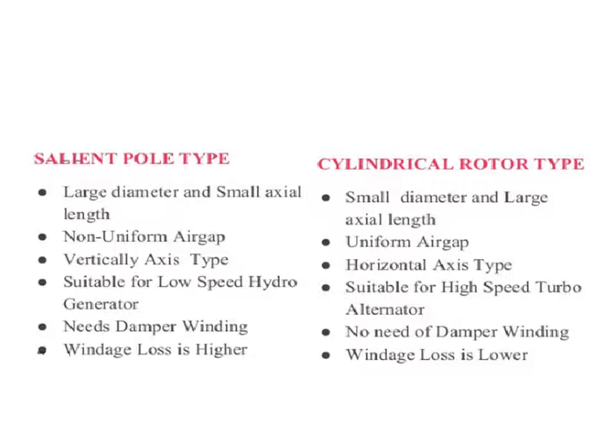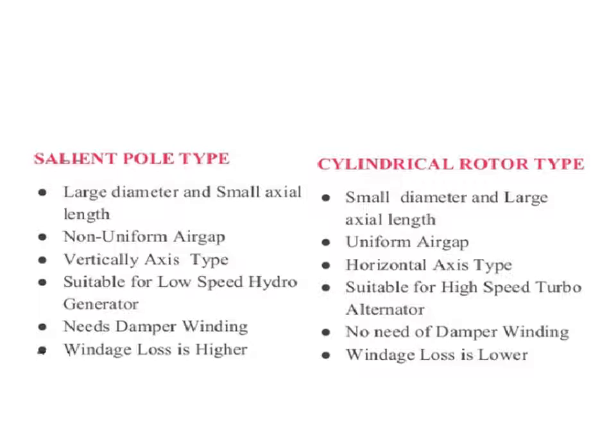Salient pole type needs damper winding to avoid the loss in the windings. Cylindrical does not require a damper winding. Windage loss is higher in salient pole and lower in cylindrical. And one more difference, because mechanical energy should be supplied to the alternator from the prime mover.